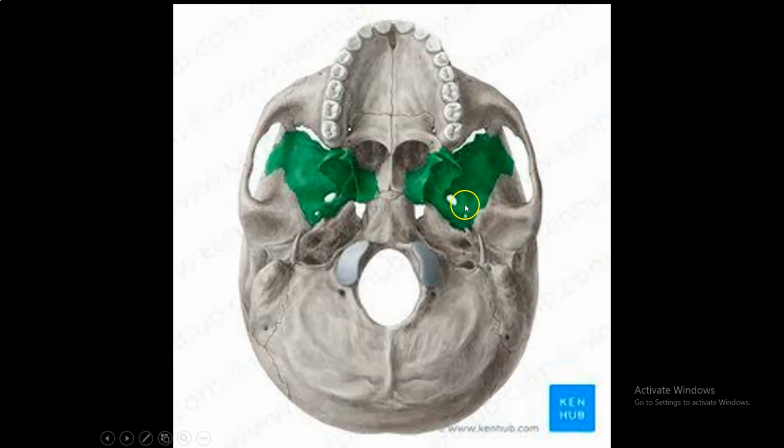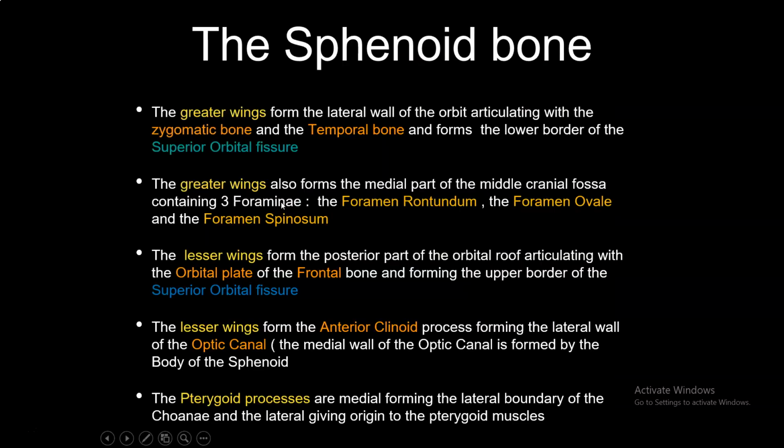This is a view from below. You don't see the foramen rotundum here because it's present medially. You see the foramen ovale and foramen spinosum. You see the pterygoids, the medial pterygoid process, and the lateral pterygoid process. And the end of the medial pterygoid is called the pterygoid hamulus. And you see that it is articulating laterally with the temporal bone and the zygomatic bone, as we'll see.